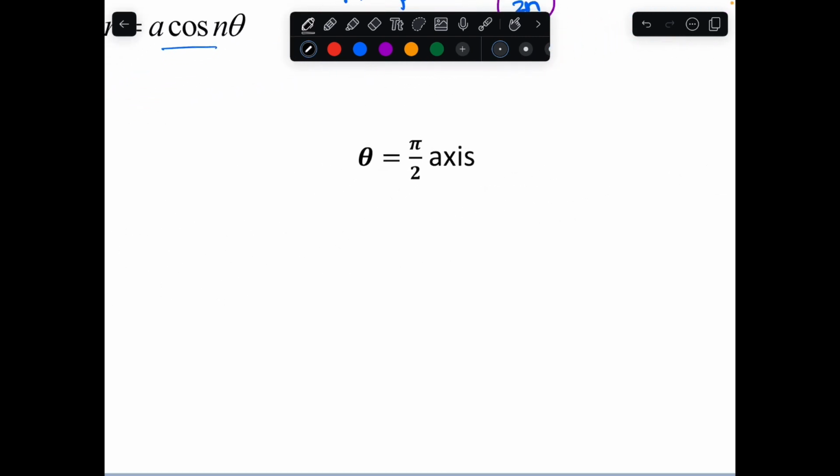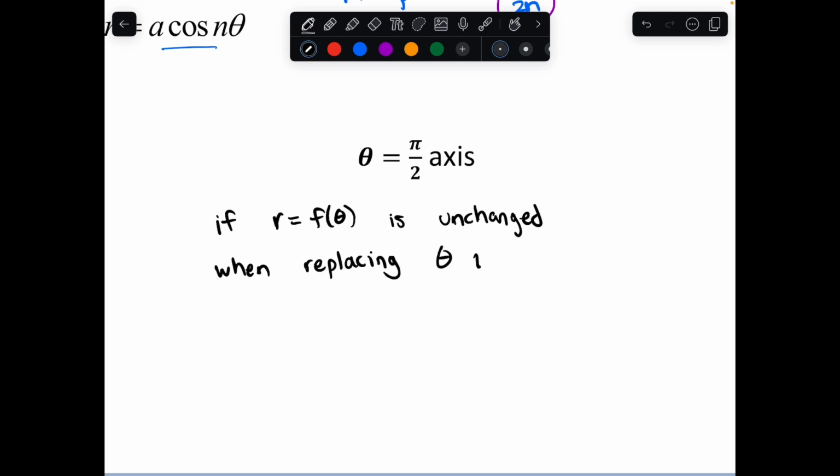Now looking at the pi/2 axis, or the vertical axis, we have symmetry about it if our function r is equal to f of theta is unchanged when replacing theta with pi minus theta. So if I replace theta with pi minus theta, or 180 degrees minus our angle, and nothing changes, then we have symmetry over the vertical axis. Again, we're probably going to have to use some identities, but we'll deal with those when we actually get to them.